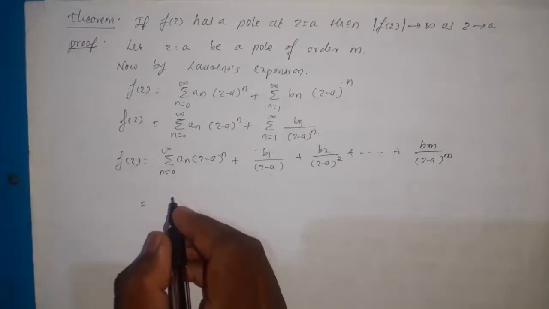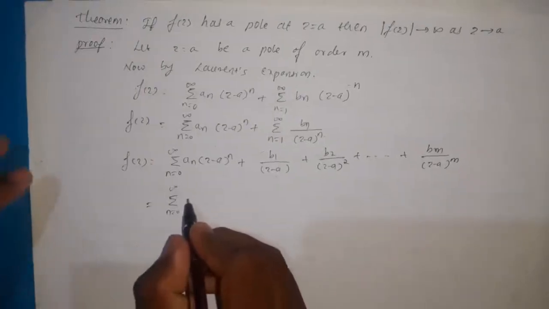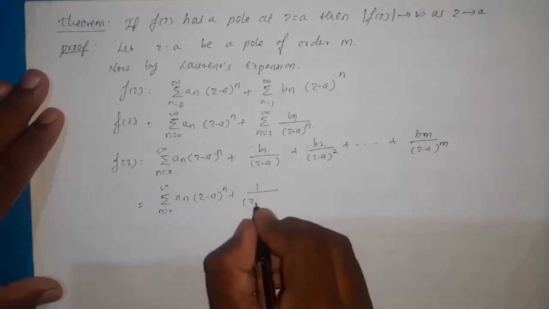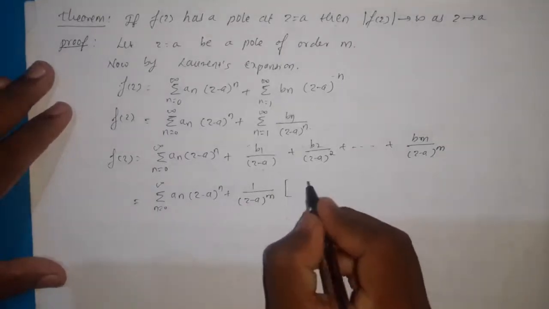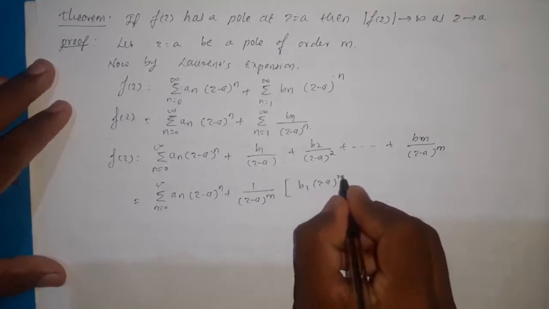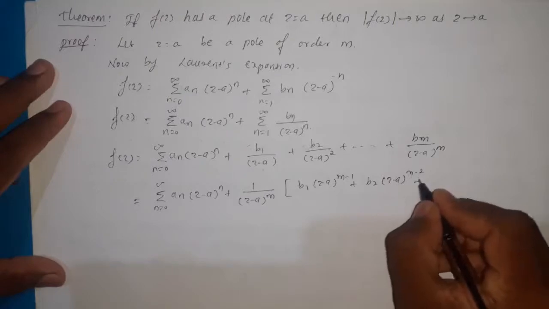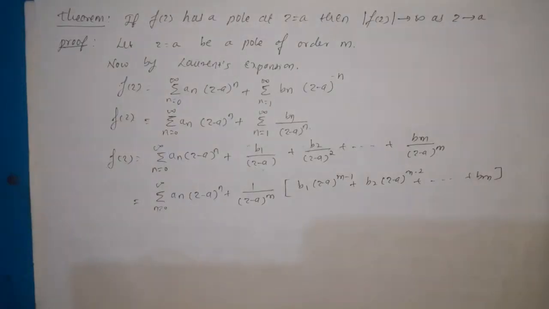Then this is equal to summation over n = 0 to infinity a_n (z - a)^n plus, let us take 1 by (z - a)^m common outside, then the remaining terms: b1 (z - a)^(m-1) plus b2 (z - a)^(m-2), and so on up to bm. This is the remaining expansion.